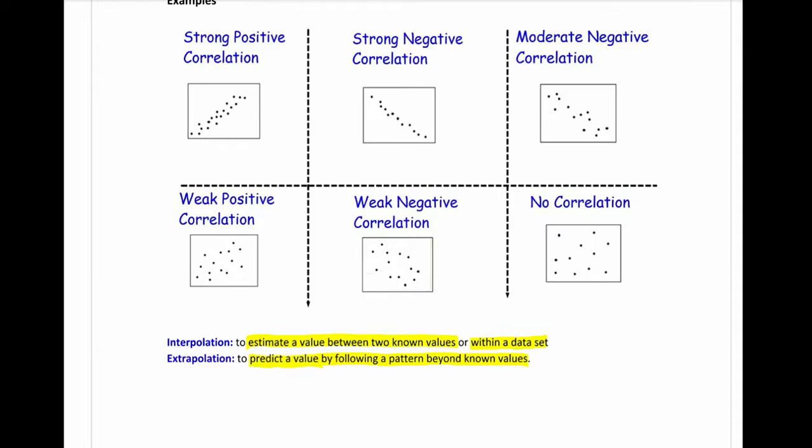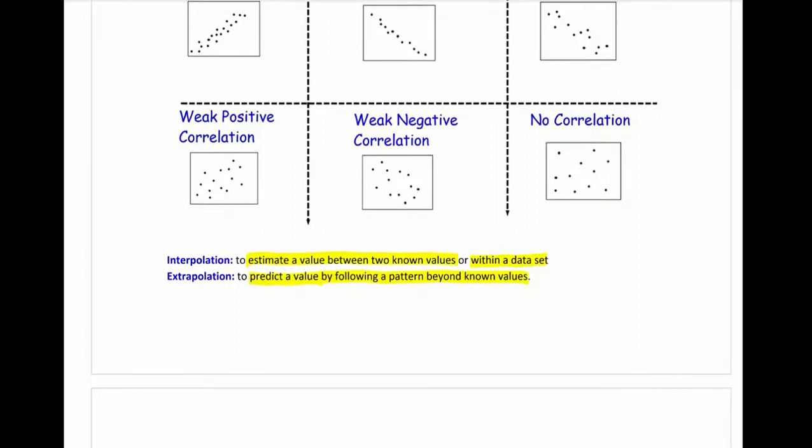Again, I don't know. And a quick example might be if I'm looking at age and height, starting out as a baby and then getting older, usually you might say that it's going to form a strong positive correlation.